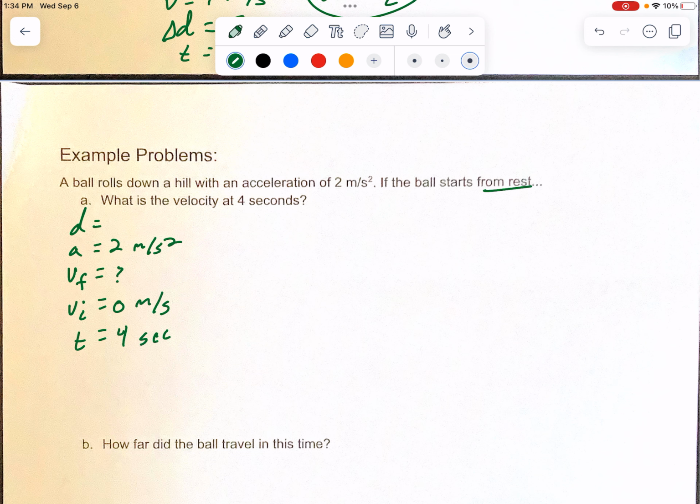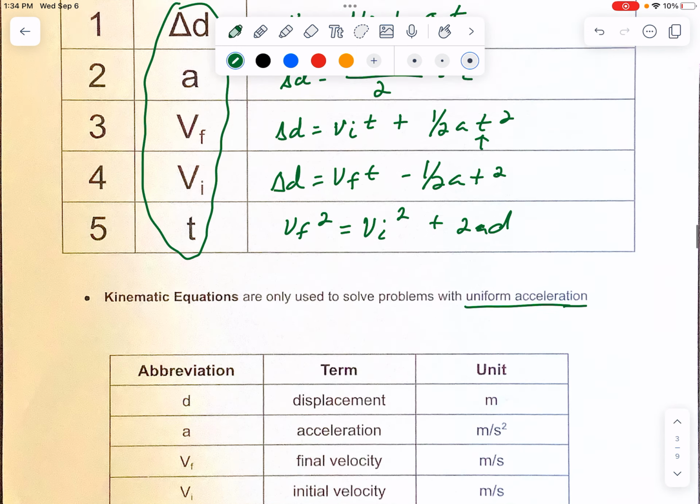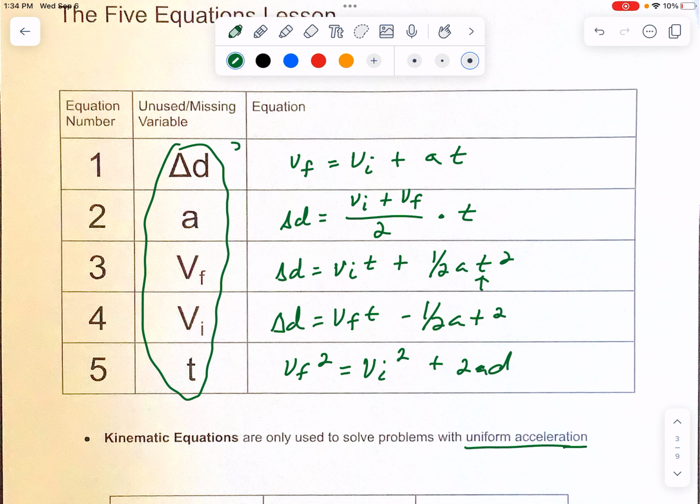So they did not mention displacement or distance at all. So I'm going to put a big line through that. Now, whichever one they don't mention, that's the equation we're going to use. So if they don't mention D, we're going to go up here to our equations, and we're going to use the equation for D right here. Okay, so really important that you get this.